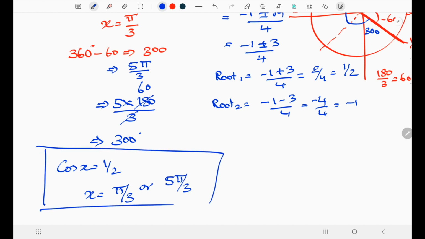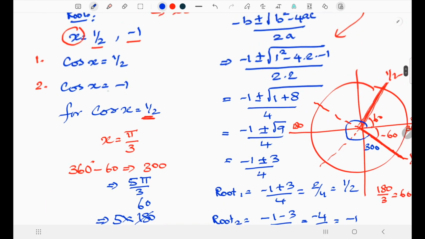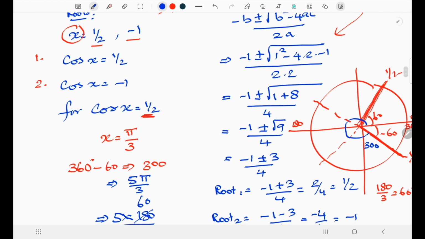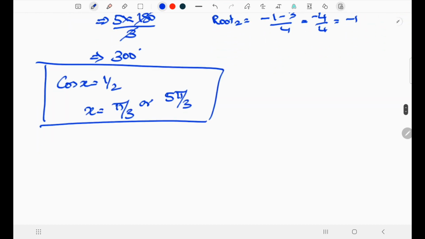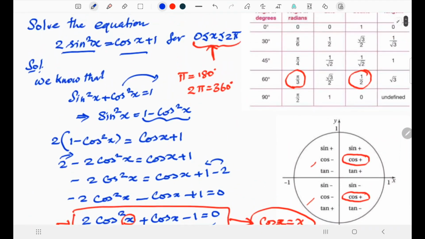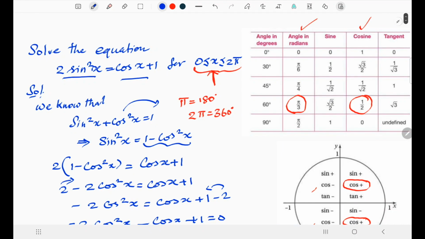And we have another root. What is the other root? We have cos x equal to minus 1. For this, how to find? When cos x will be minus 1, see here, cos, this 1 is there. When will it be minus 1?